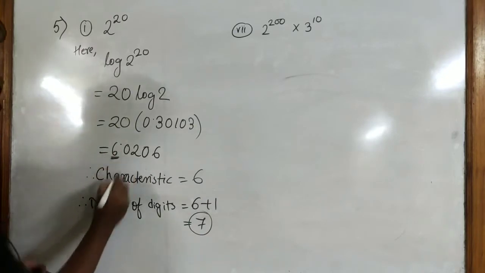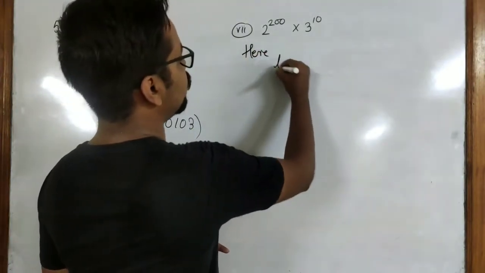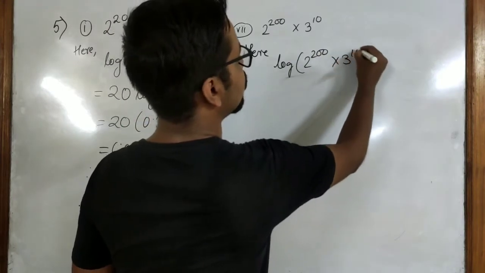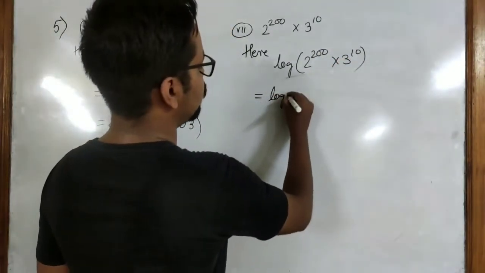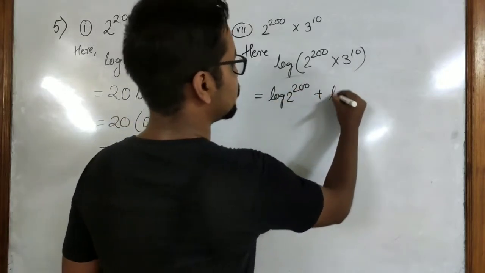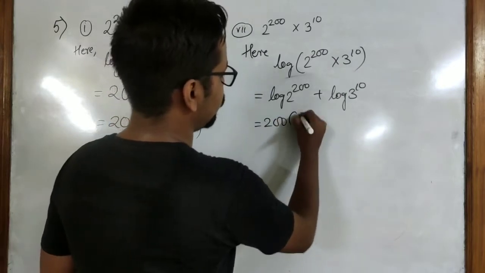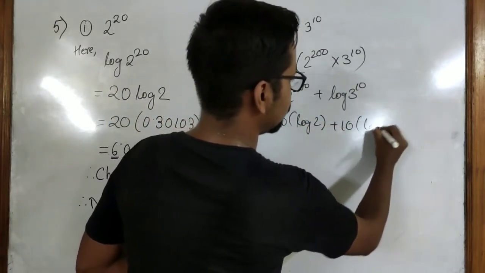So here the characteristic is 6. So let's find out this one. Here also we will find the log of this thing, 2 to the power 200 into 3 to the power 10. Okay. So what is it? It is log 2 to the power 200 plus log 3 to the power 10. So it is going to be 200 into log 2 plus 10 into log 3.